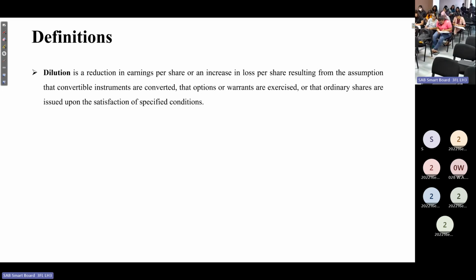Read this. Dilution: reduction in earning per share or increase in loss per share. Convertible instruments are converted in the sense what? Potential ordinary shares.